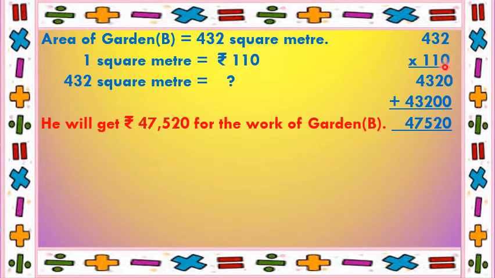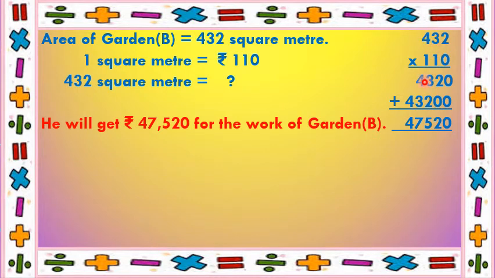In 110, the last digit is 0. Children, we don't have to multiply any number with 0 because we know that any number multiplied by 0 gives 0 only. So we will start to multiply with 1. Since 1 is in tens place, put 0 down. 1 2s are 2, 1 3s are 3, 1 4s are 4.